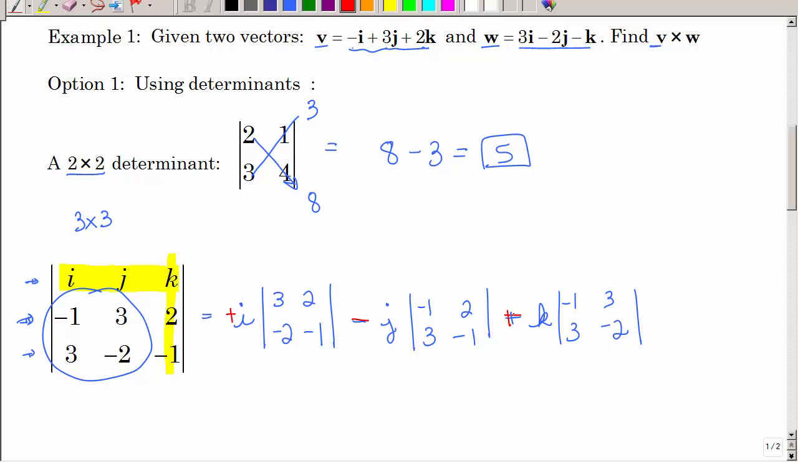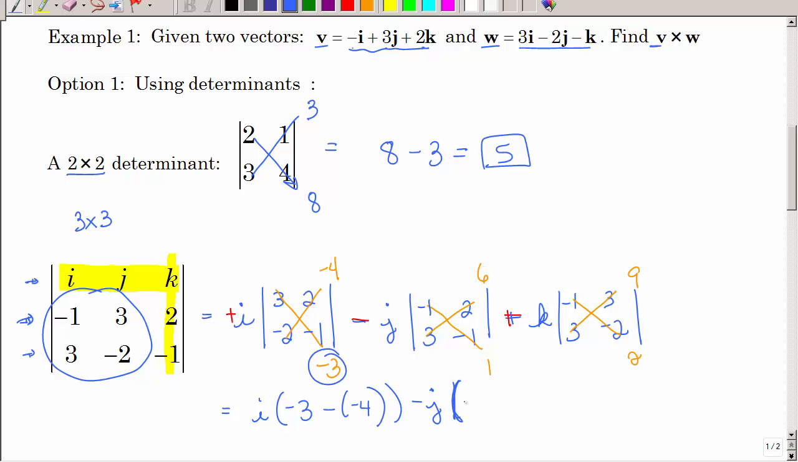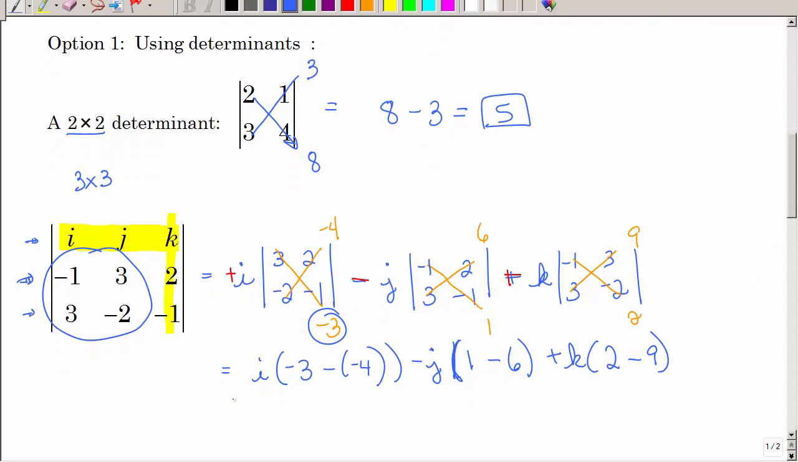And now we're going to do each determinant. We want to multiply on the down diagonal, multiply on the up diagonal, down, up, down, up. So it's real easy to make a mistake because you're just multiplying. Right, so what do we have left? We have i, and then we have down minus the up, down minus the up, down minus up. And then we just need to do that arithmetic.